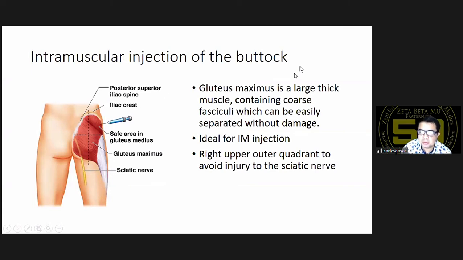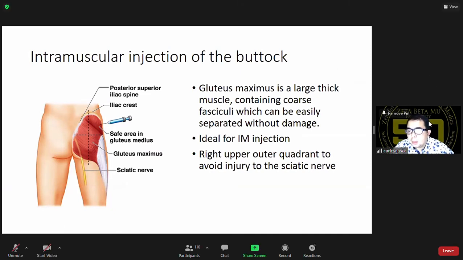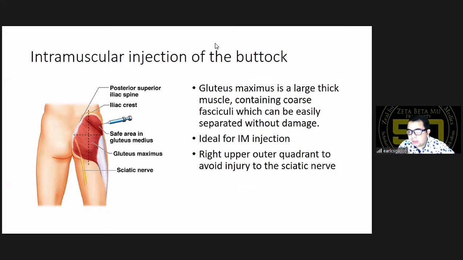So in intramuscular injection of the buttocks, diba? For nurses out there who may experience doing rabies shots or vaccination in the buttock area. Because the gluteus maximus is a large, thick muscle containing coarse fasciculi. Okay. When you insert something in, it can be easily separated without actually maximal damage. When you remove the injection, the fascicles just return, no maximal damage, lesser trauma, lesser bleeding. So it makes it an ideal site for intramuscular injection.